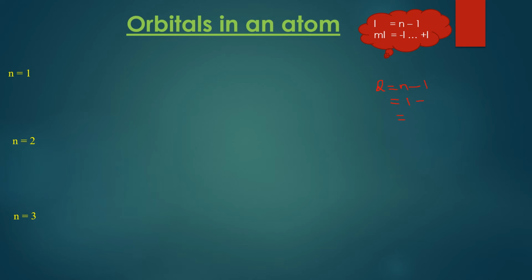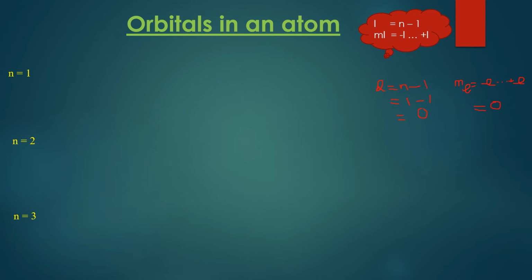Minus 1 will be equal to 0. So this 0 basically means that there is one orbital. So if ML is 0, what does ML mean? ML will tell you how many orbitals are there. So that's negative L all the way up till positive L. So if L is 0, ML will also be 0.